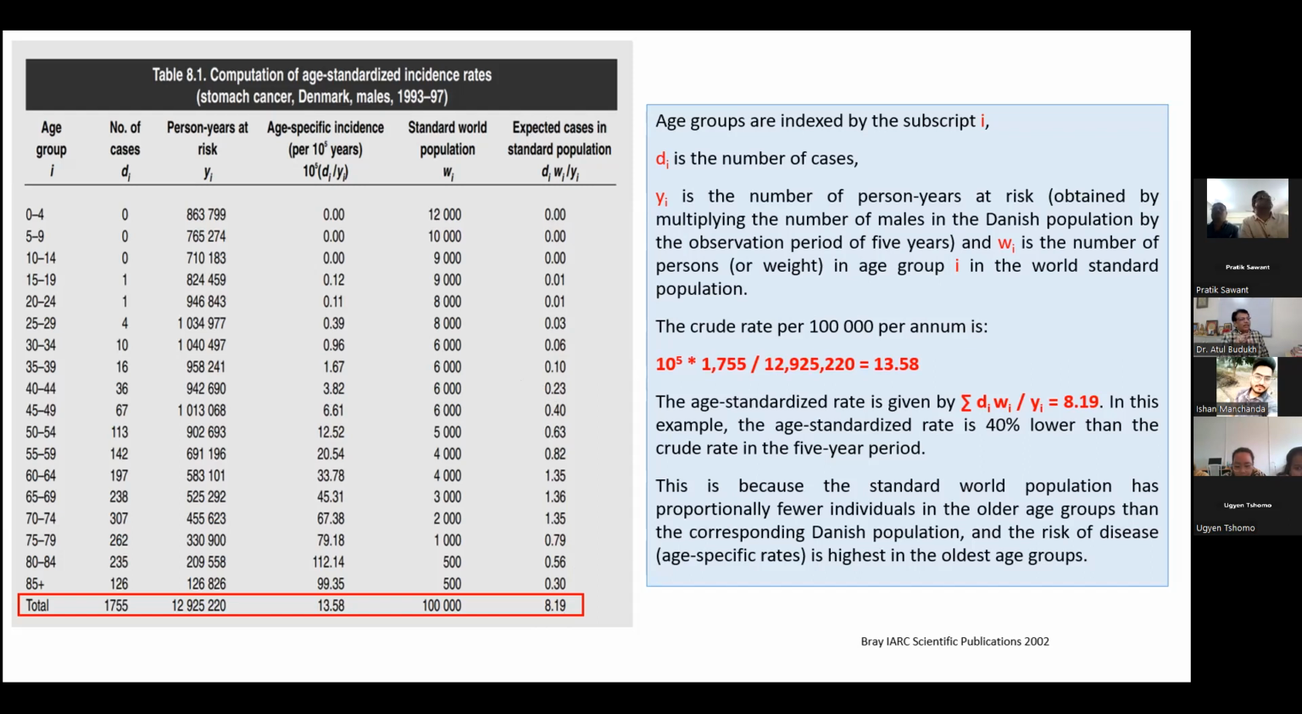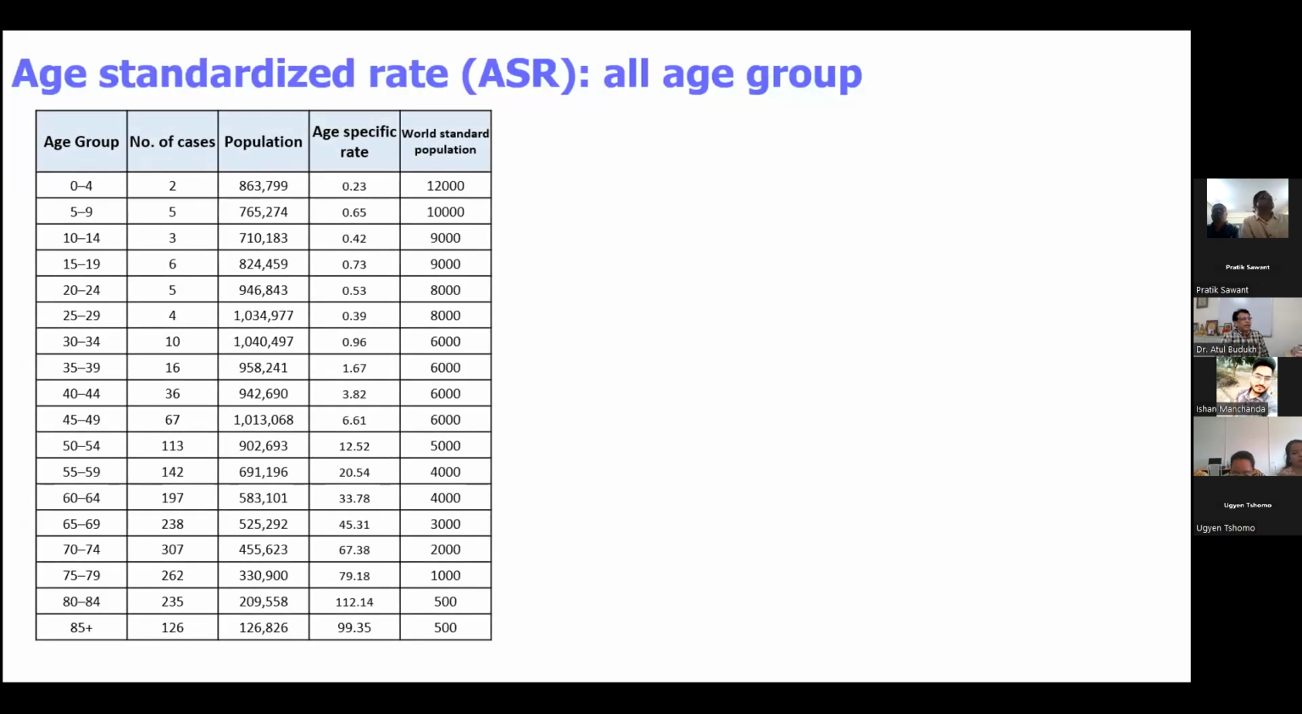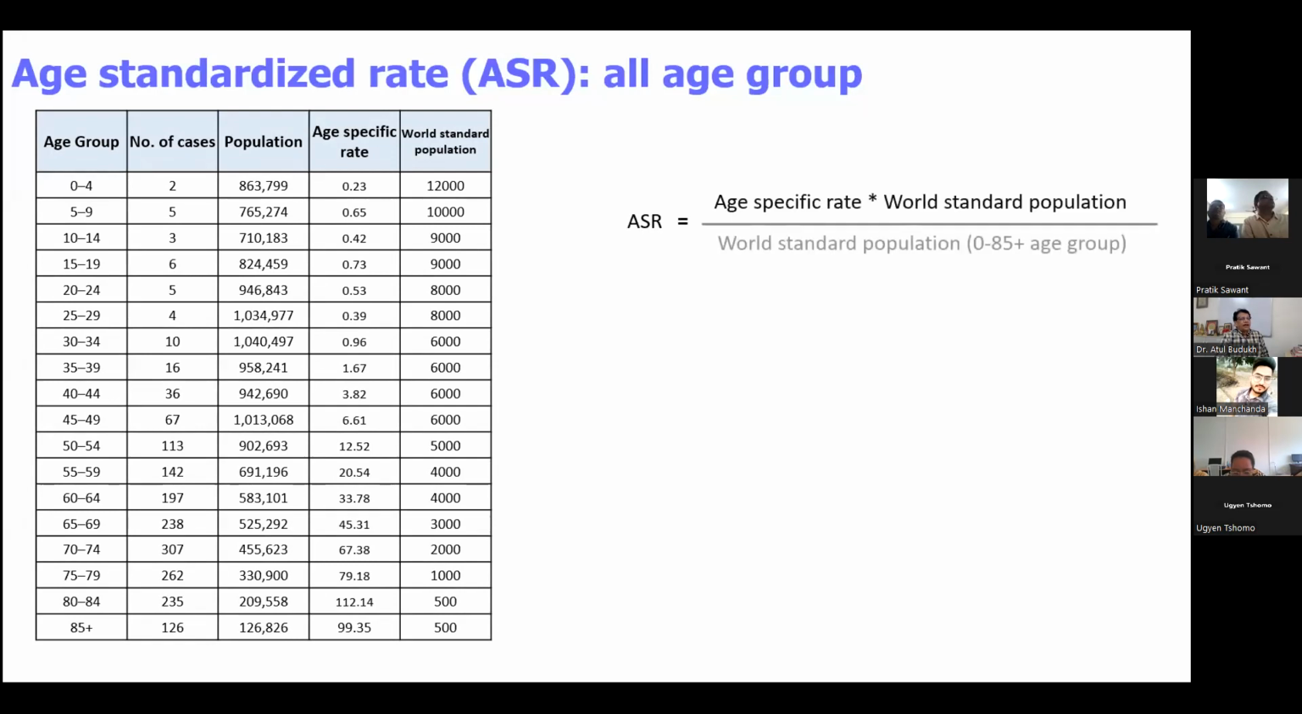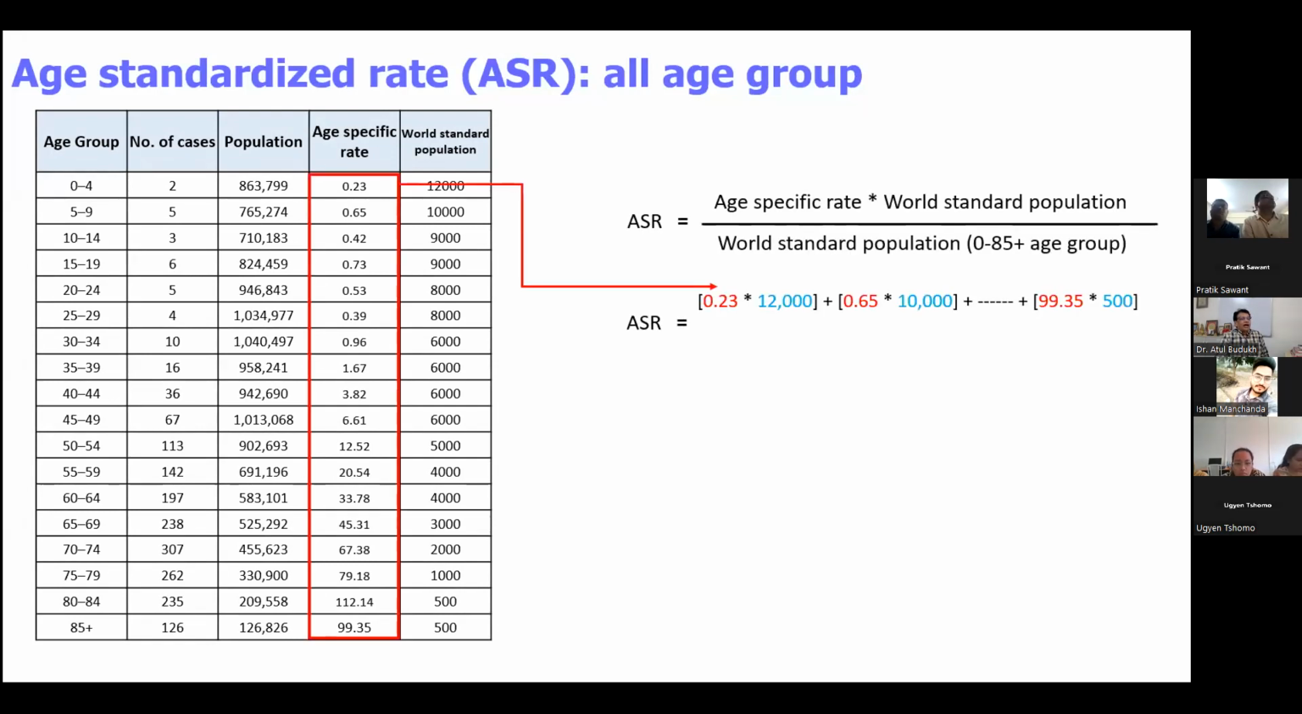You have to multiply the age specific incidence rate with the standard population. Standard population is developed by WHO. It is published in the CI5 volume, that is Cancer Incidence in 5 Continents volume, and that is by Segi. And world standard population is the same for male as well as for female. So you have to multiply age specific incidence rate with standard population. So I will show you.